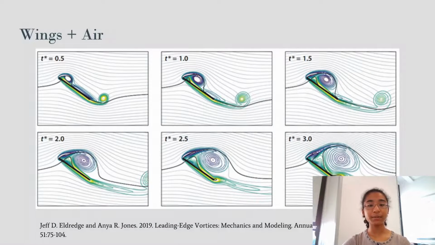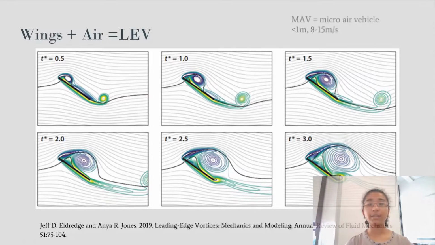When air flows around the wing, it creates spinning pockets of air called vortices. At the leading edge, they are called leading edge vortices, or LEVs. LEVs mostly affect small-scale flight, like insects, birds, and micro-air vehicles, which are air vehicles that are less than 1 meter in length and travel at speeds normally between 8 to 15 meters per second.